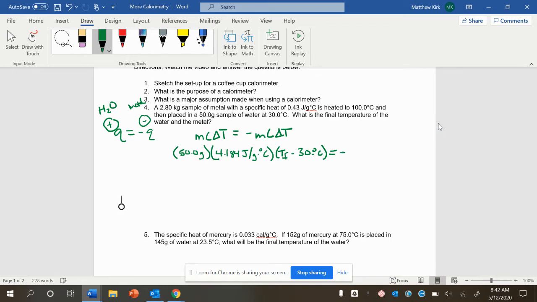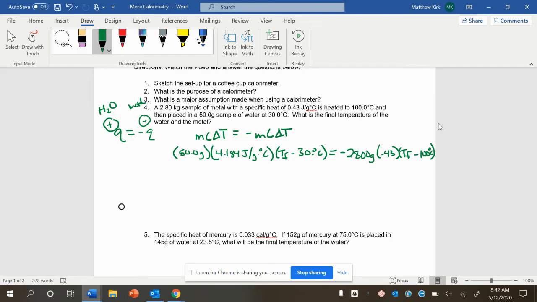And then our metal, we've got to be careful here. I might be tempted to put 2.8 kilograms, but notice it's joules per gram in our specific heat. So I've got to change that to grams. I'm going to leave units off here so I can fit this in. And our final minus that initial. So this is our setup for that Q equals negative Q type of problem.